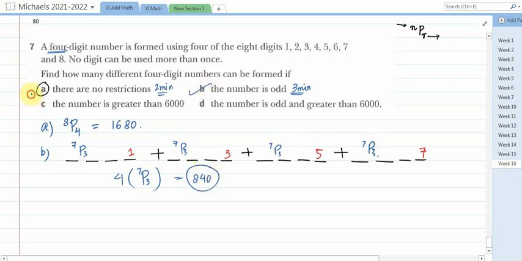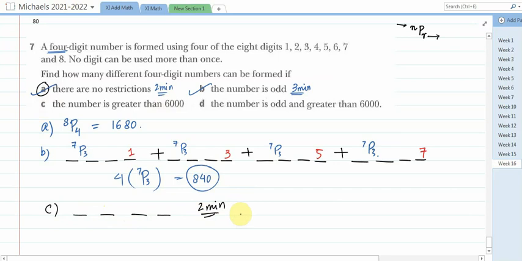Alright, so that was the second part. For part 3, the number is greater than 6,000. So we are looking for a 4-digit number, right? If it is greater than 6,000, what should be the possible outcome? First, you need to think about it by yourself. You have a time of 2 minutes, so start.